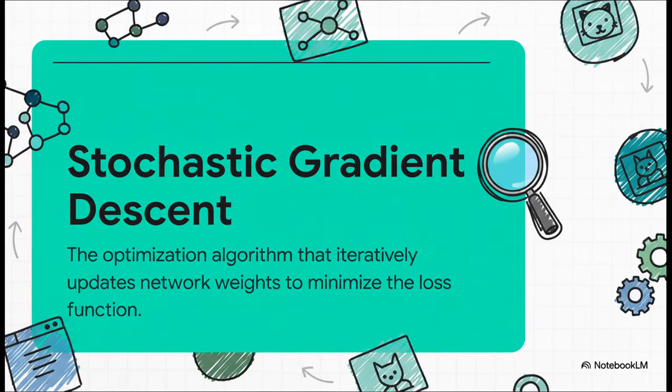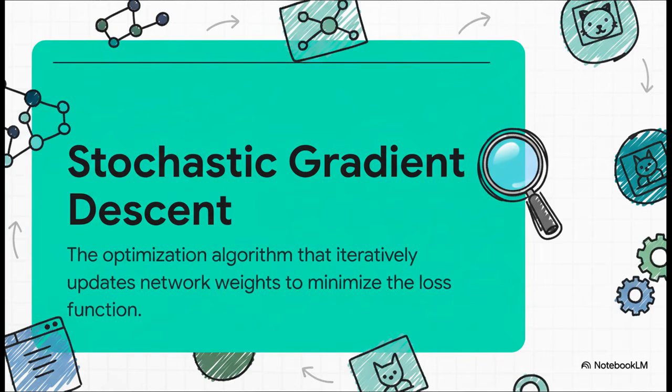And that leads us to the real engine of learning. It's a mouthful, I know, but it's called Stochastic Gradient Descent, or SGD for short. This is the algorithm that actually does the adjusting. After every single guess, SGD looks at that loss score and figures out exactly how to tweak every connection in the network to make a slightly better guess the next time around. It's like a ship's captain making thousands of tiny adjustments to the rudder to steer the ship exactly where it needs to go.